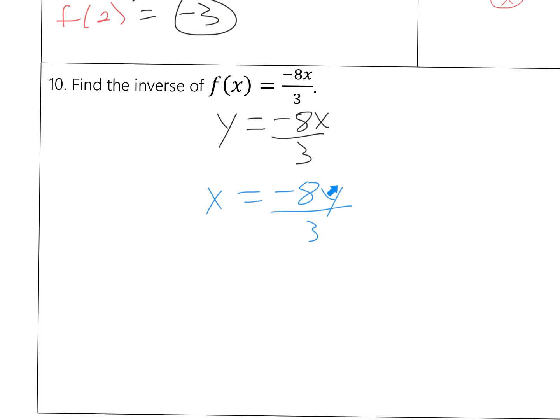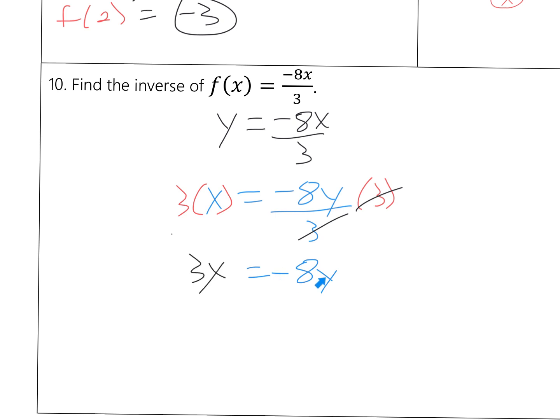Now, the y is being multiplied by negative 8, but it's also all being divided by negative 3. So we're going to start by doing the inverse, or the opposite of dividing by negative 3, which is to multiply times 3. We have to multiply both sides times 3. The reason we do that is because the 3's cancel over here on the left, and we're just left with negative 8y equals, and on the right, we have 3 times x, which we're just going to write as 3x.